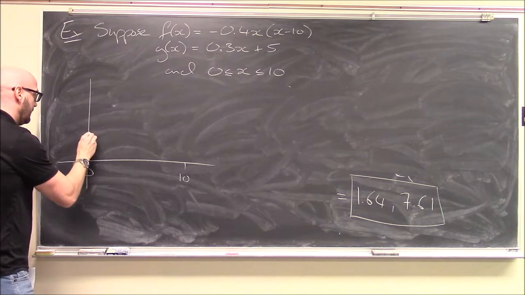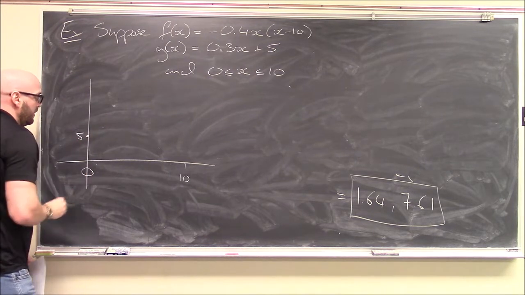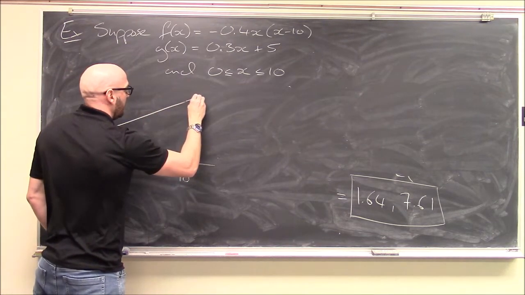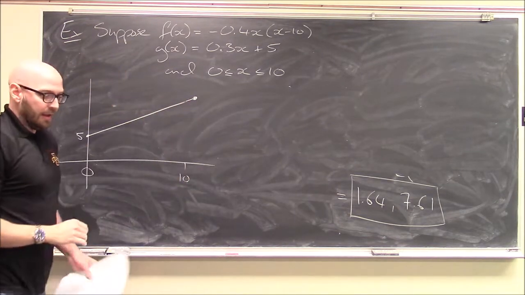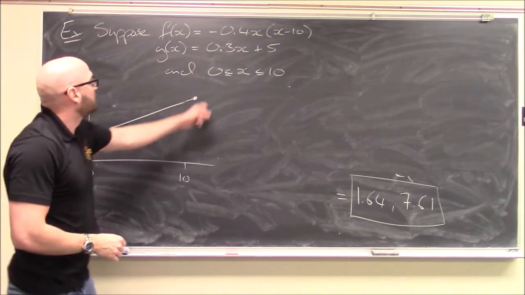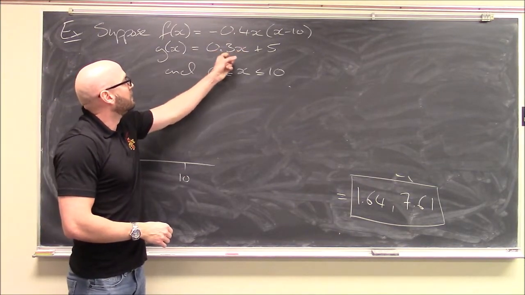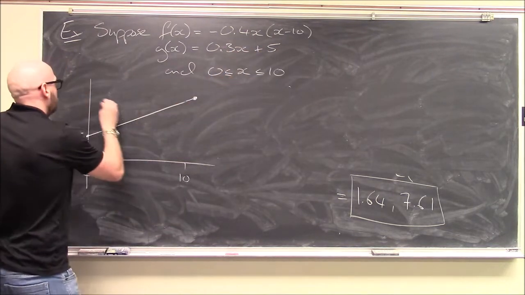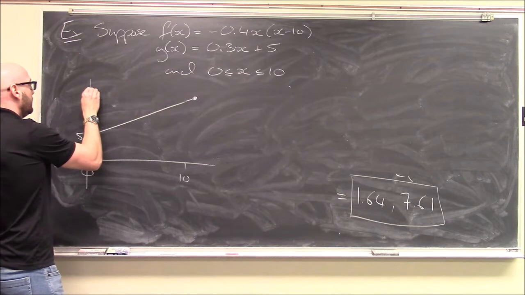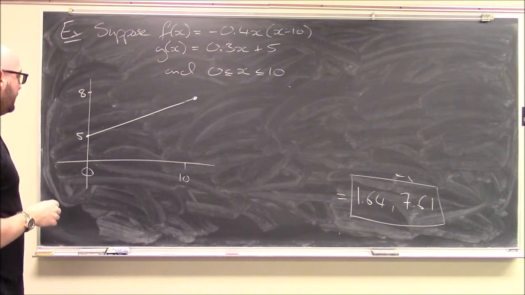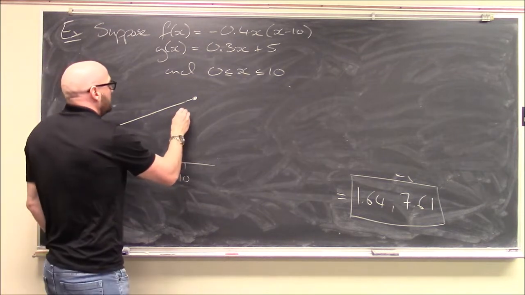So we'll call this 5. Got slope 0.3, something like this. And if you really want, I can give you the y value on this other side. When x is 10, this is going to be 0.3 times 10, which is 3, plus 5. This corresponding y value over here, that's 8. Okay, so there's g of x.